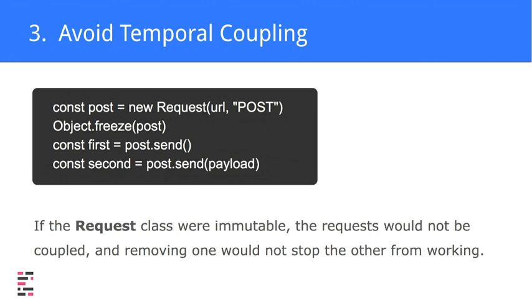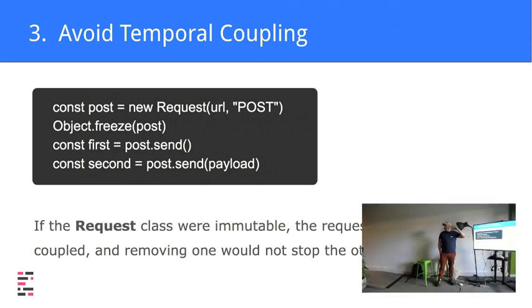If we were to make the request object immutable, firstly we're going to use a const, and then we're going to use Object.freeze. Again, we're just using native JavaScript because we haven't jumped into Immutable.js yet. This now gets around our entire problem. We're not mutating the request anymore. It's frozen, so we can send the first one, and we can send the second one. The second one doesn't have to know about any changes that have occurred.